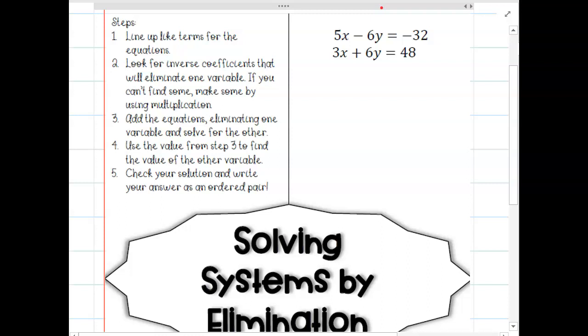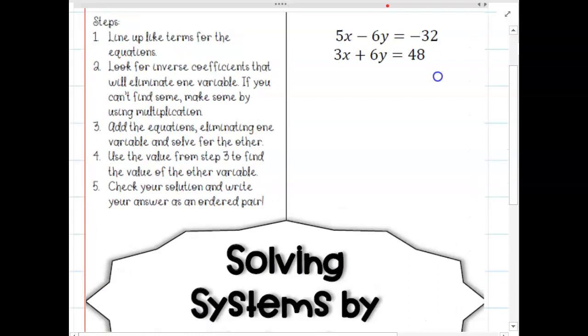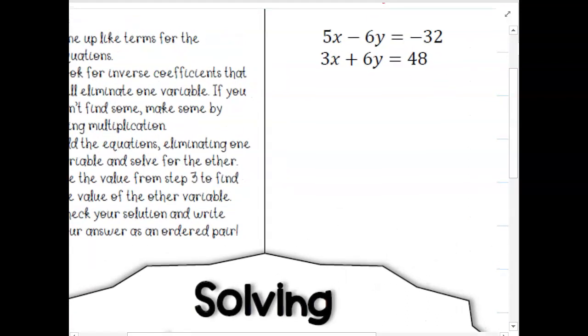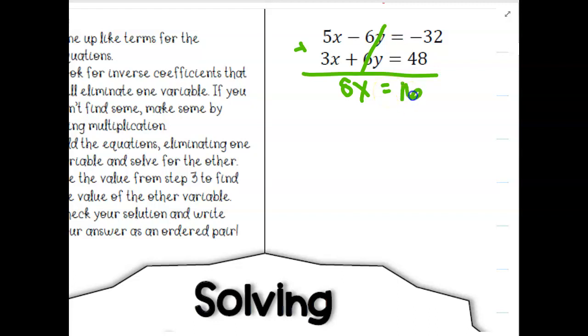Like this first one, it's already done for you because you can see that the -6 and the +6 are going to cancel out. So if they already cancel out for you, just add everything else. So 5x plus 3x gives me 8x. My y's cancel out. -32 plus 48 gives me 16. And then, of course, we can finish solving. Divide by 8. We get x equals 2.